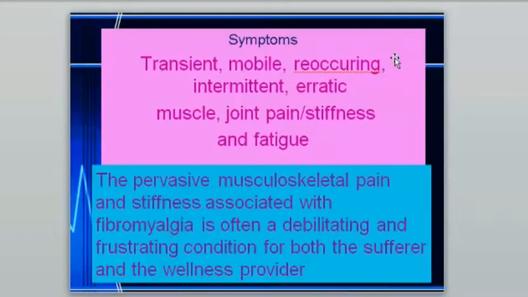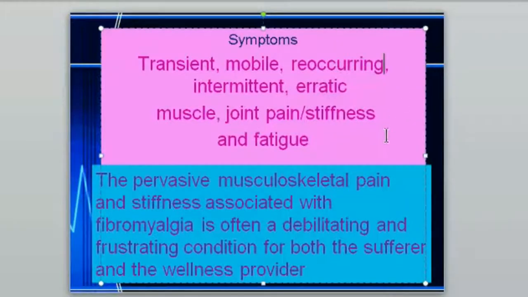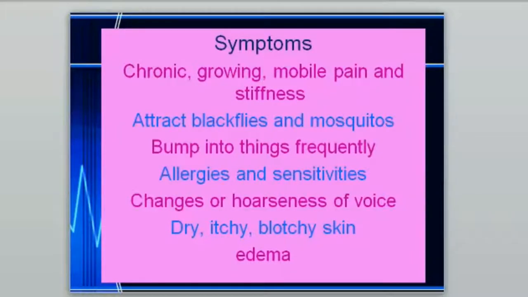Symptoms: transient, come and go, mobile, they move around the body, reoccurring, intermittent, erratic. It's very hard to pin down. But we do know that it's something about the metabolism of the muscles and maybe even nerve intervention too. Mobile pain, stiffness. I don't know why, but attract black flies and mosquitoes. That maybe could mean it has something to do with the carbon dioxide exchange. Because if that's not done well, the body will attract mosquitoes, because the mosquitoes are attracted to that carbon dioxide.